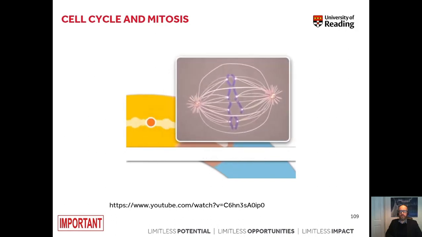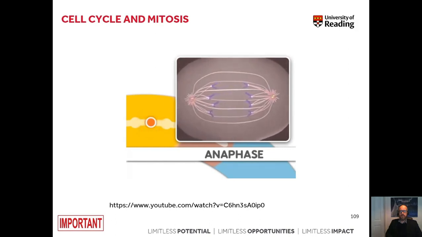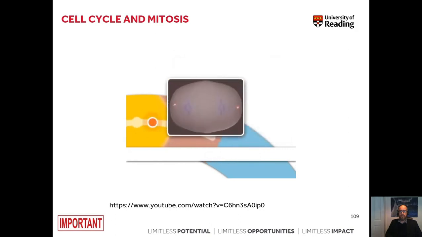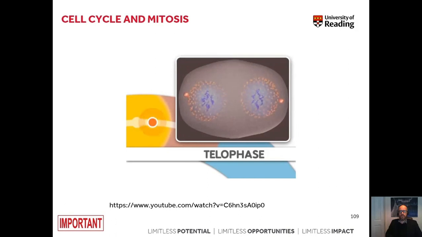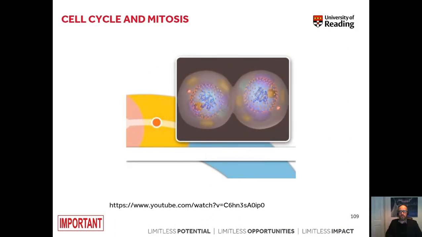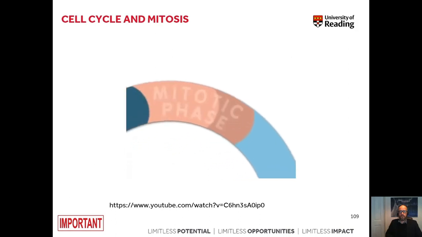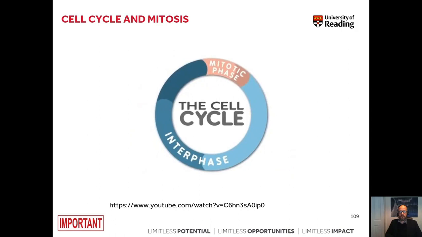Metaphase is followed by anaphase, where the chromosomes separate. Finally, during telophase, nuclear membranes reappear around the two sets of chromosomes. Mitosis is now complete. After mitosis, two new cells are formed by a process called cytokinesis. Mitosis is only one part of what is called the cell cycle.